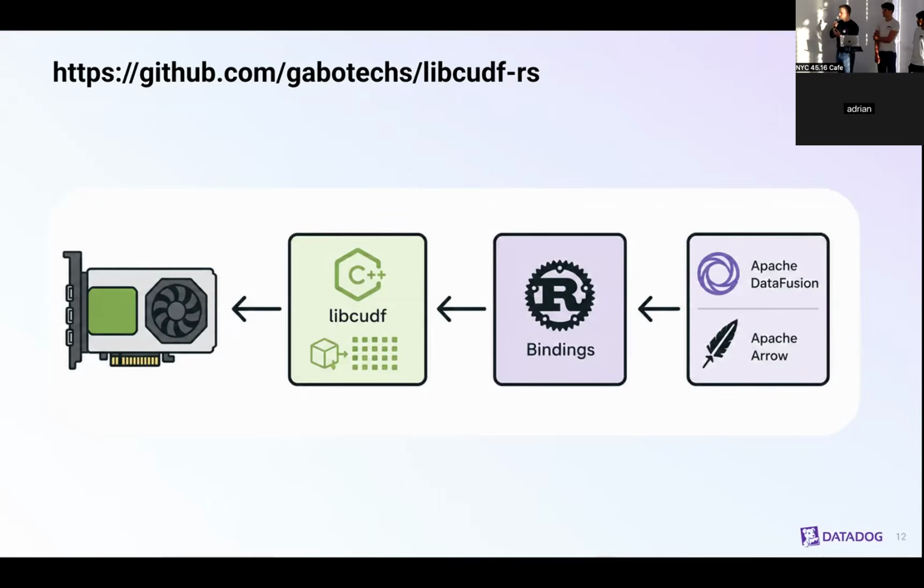And with this, what we accomplish is that DataFusion, with its extension traits, allows us to implement custom physical plans that use these Rust bindings to lift cuDF for interacting with the graphics card, launching compute kernels, managing memory, and all of this.